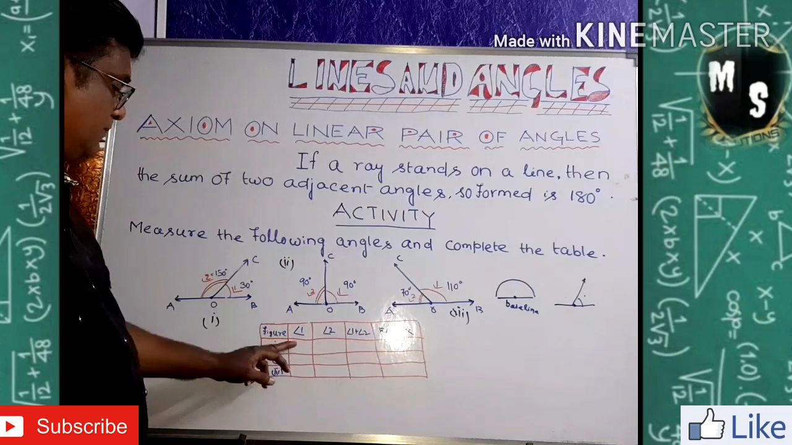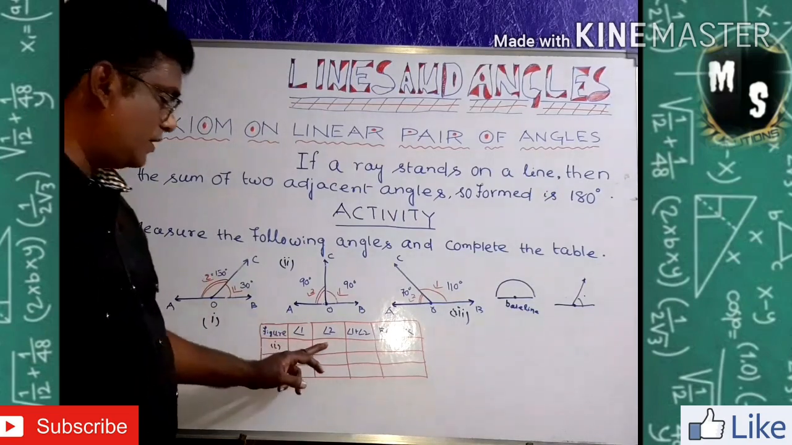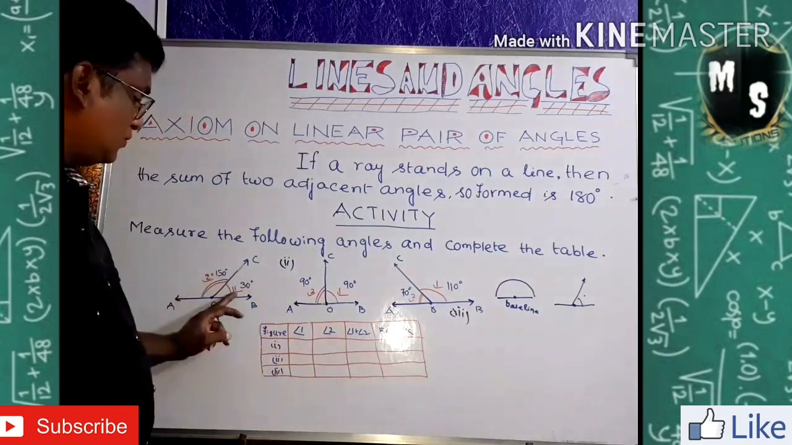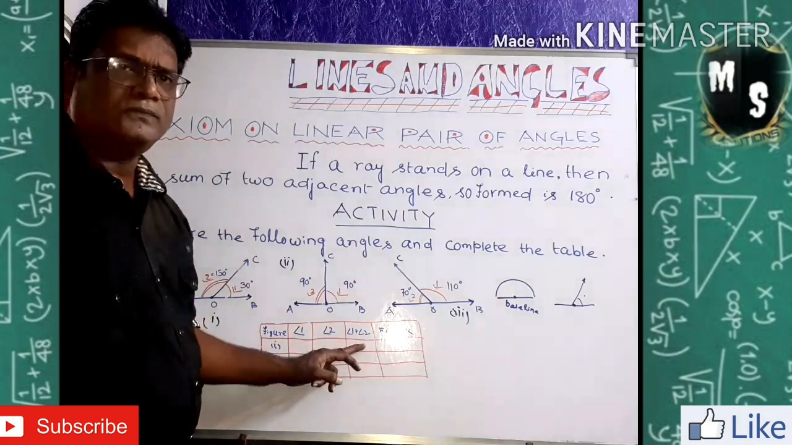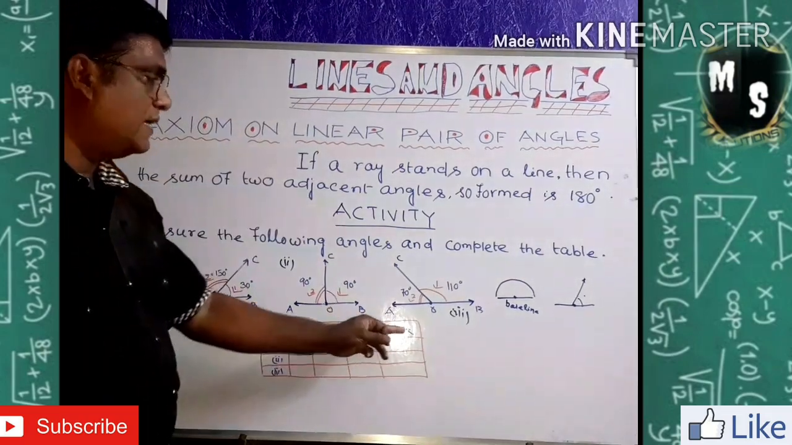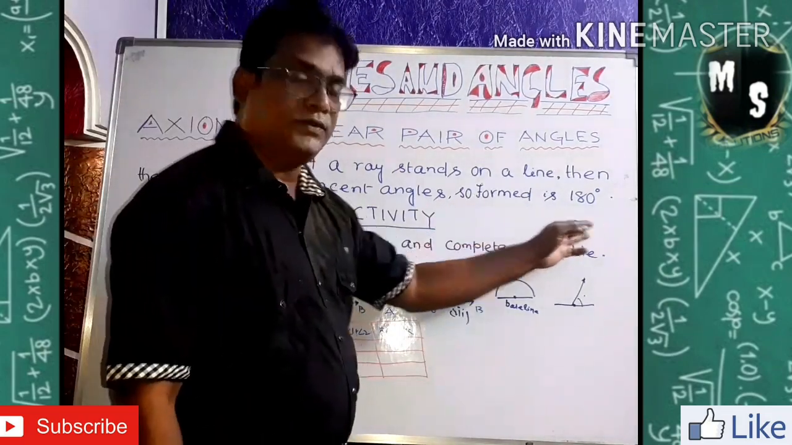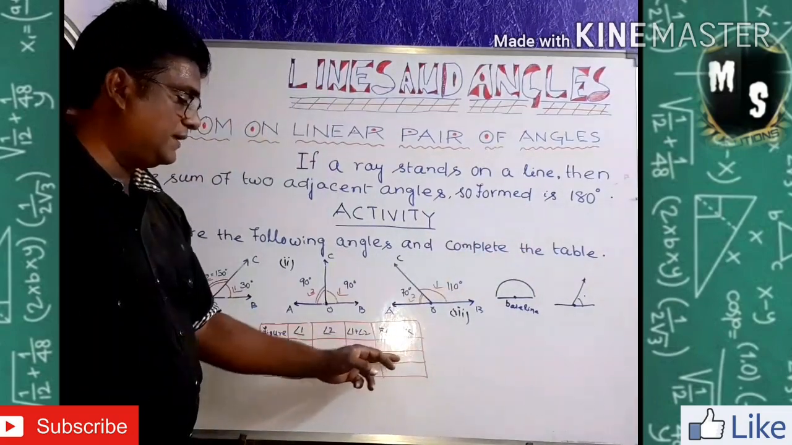What is angle number 1? You have to write. What is angle number 2? You have to write. And what is 1 plus 2? You have to write angle 1 plus angle 2. Then your remark must be, is it 180 degree? If it is there, write here 180 degree.